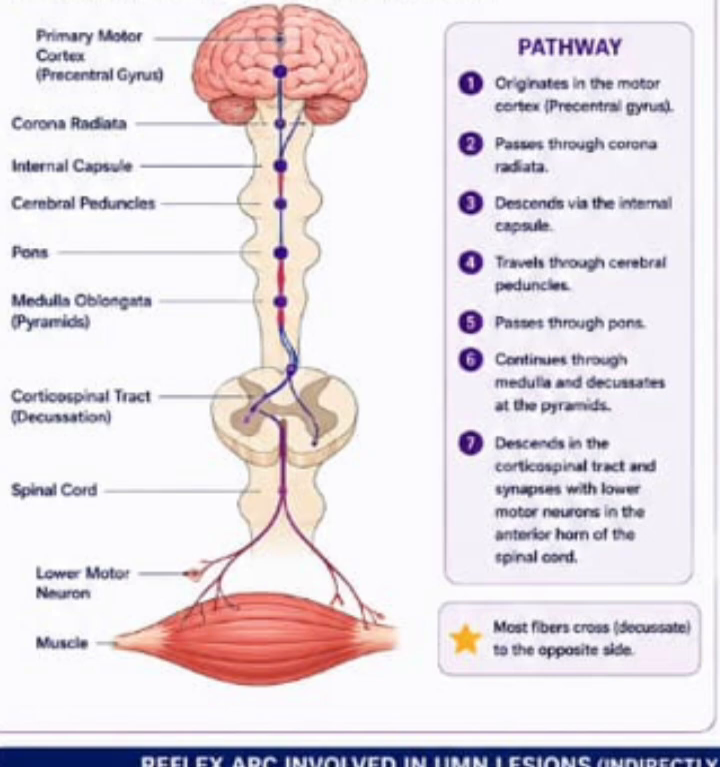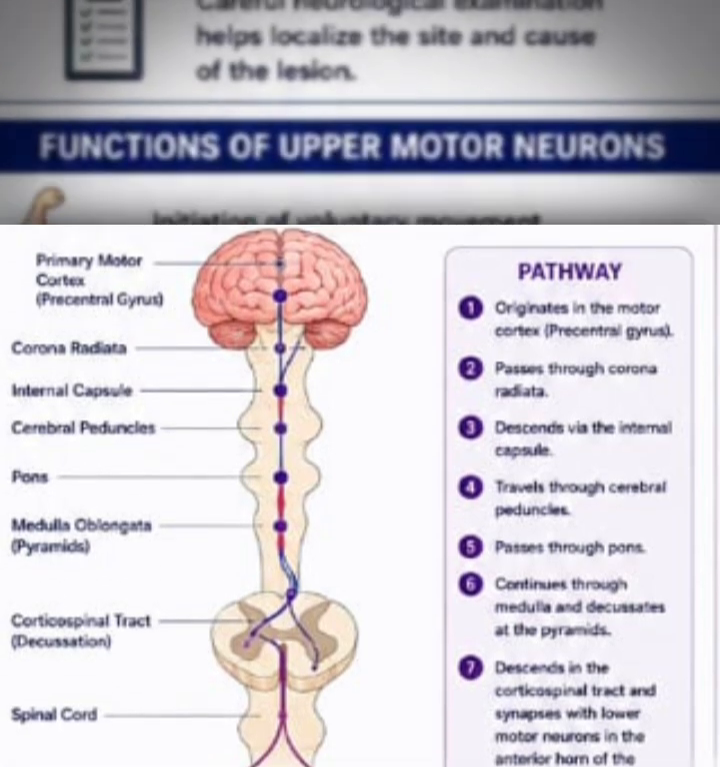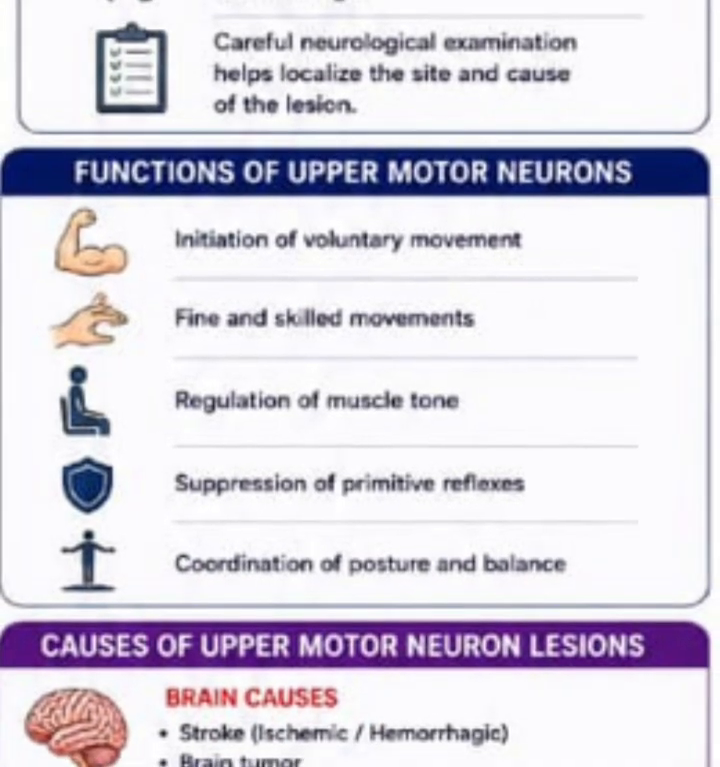So what is the function of an upper motor neuron? Number one, they initiate voluntary muscle movement. Two, they are used for fine and skilled movement. Three, they regulate muscle tone. Four, they suppress primitive reflexes. So all the reflexes that are supposed to have gone while you are growing up, they have to suppress them. And also they coordinate posture and balance. This is what they do.